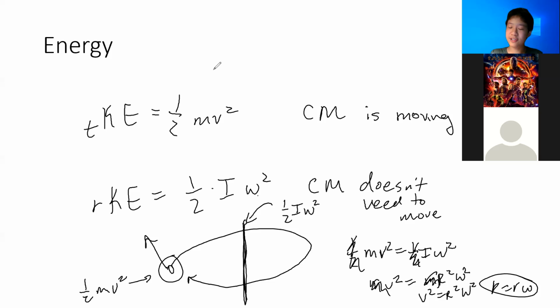And we know that this is a true equation, so the initial equation is also right. So this is just a special case where the kinetic energy of the object can be represented in different ways based on where your frame of reference is. All right, any questions about that?